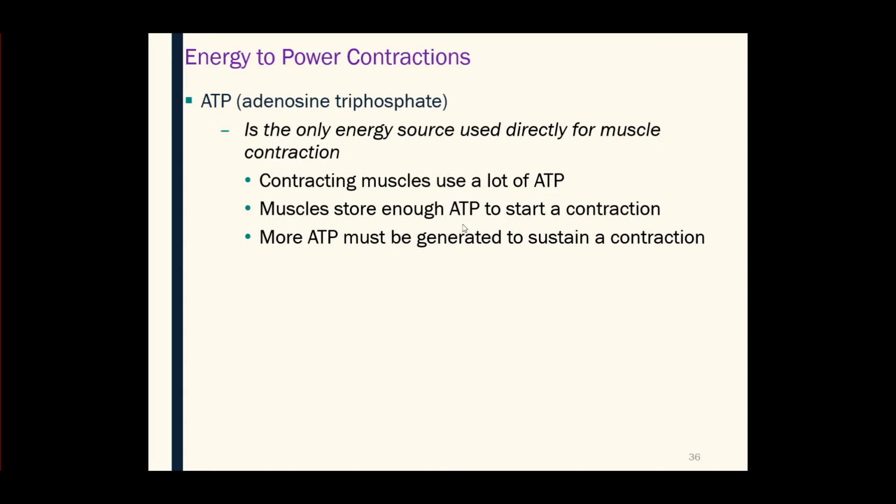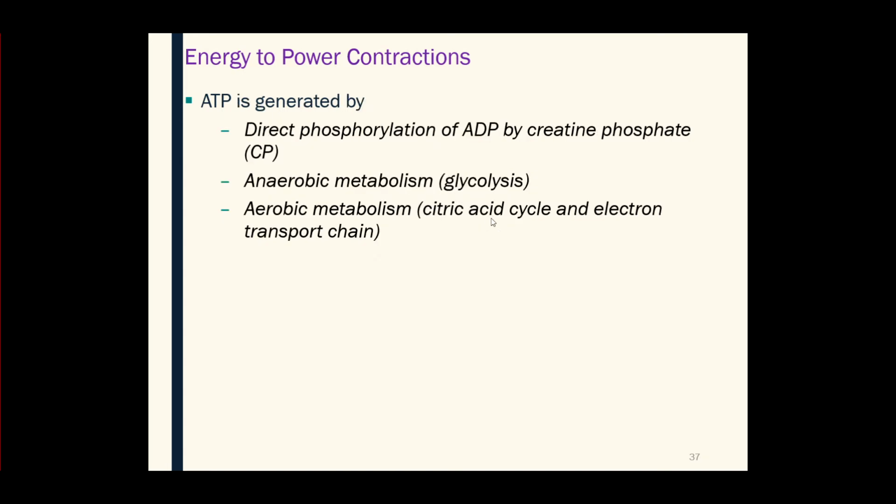But here's the problem. Our muscles only store enough ATP to begin a muscle contraction. Once you begin the muscle contraction, it has to now make ATP to continue, right? Muscles don't have the ability to store a lot, so we're constantly producing ATP to do our muscle contractions. More ATP must be generated to sustain that contraction, right? We only have enough ATP to start that muscle contraction.